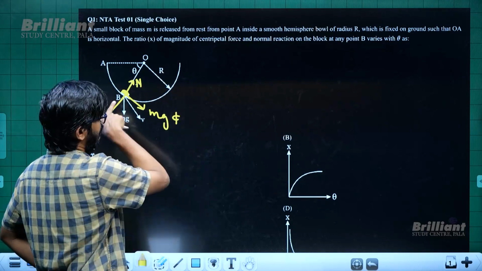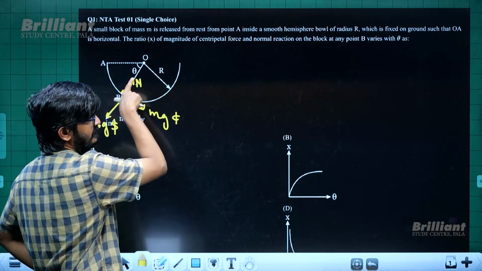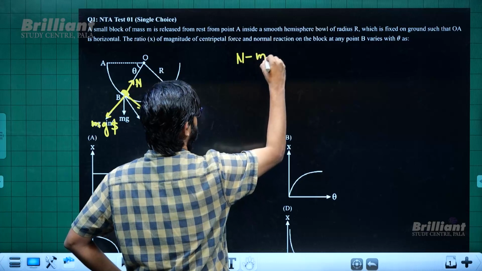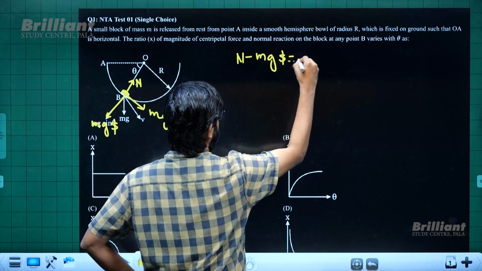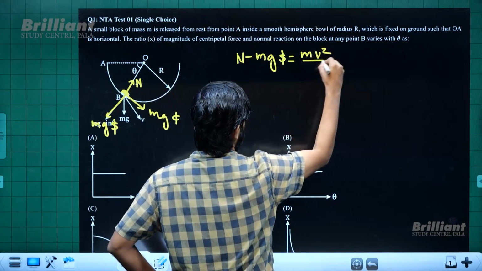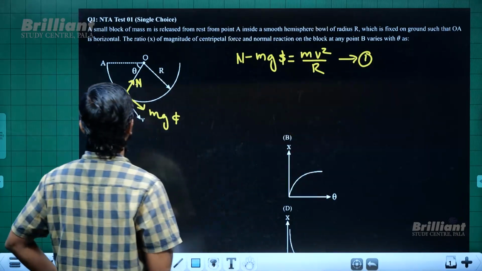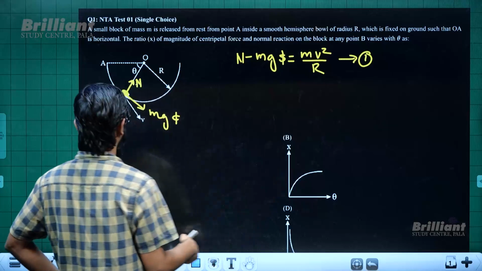Yeah, whenever something is performing circular motion, net force towards the center must be equal to mv square by r, right? So N minus mg sin theta equals mv square by r. So this is the circular motion constraint. Now apart from that, if I want to find v, how can I find v?